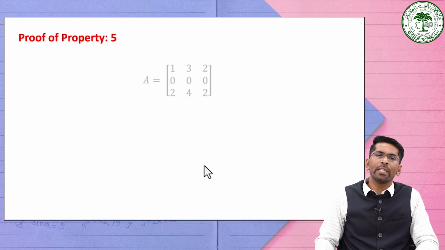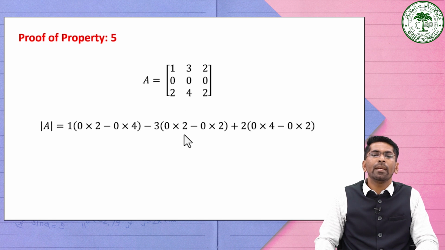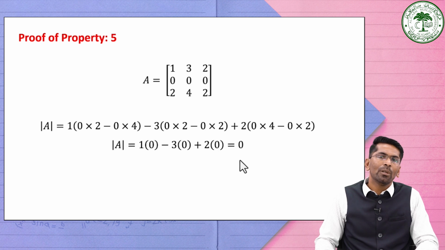We are going to prove it by using an example. We have a given matrix A, 3 by 2. Here the second row, all the elements are 0. Then if you find the determinant value of this matrix and simplify it, the determinant value is equal to 1 into 0 minus 3 into 0 plus 2 into 0, which is equal to 0. So we have proved that if in any row or column all the elements are 0, then the determinant value is also equal to 0.